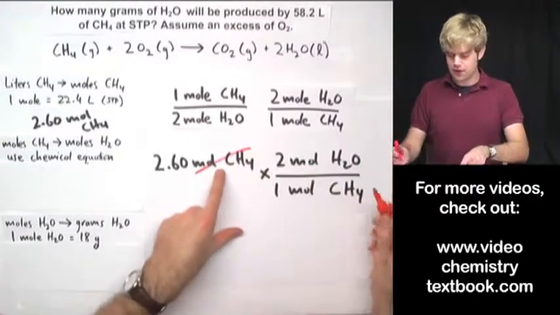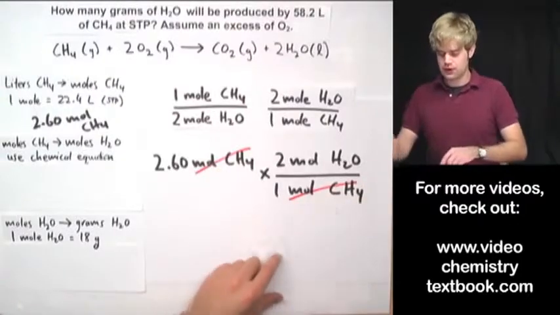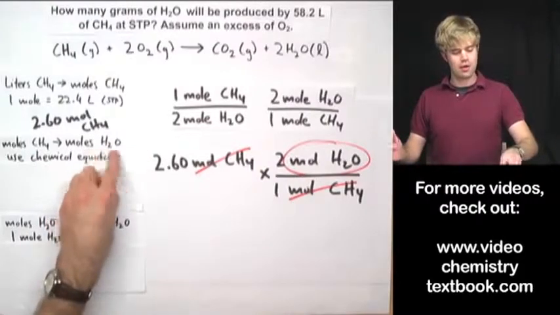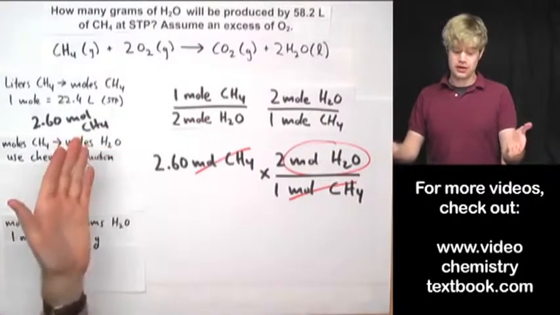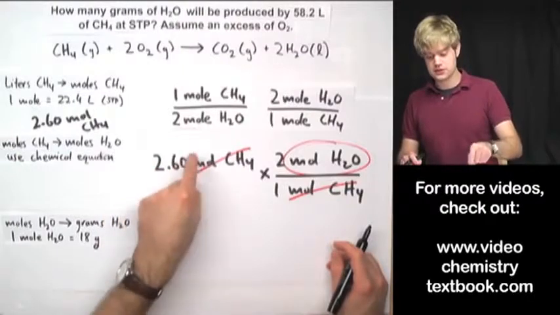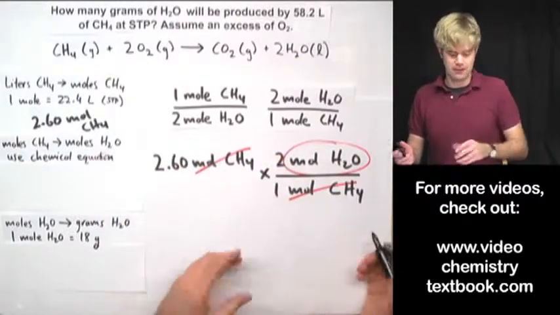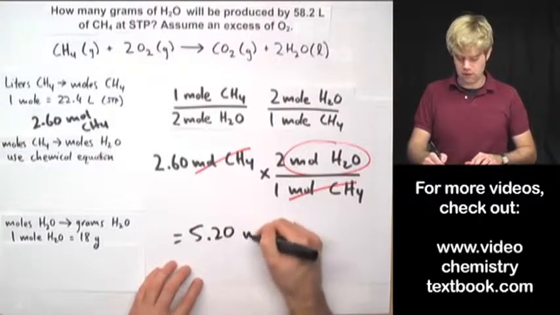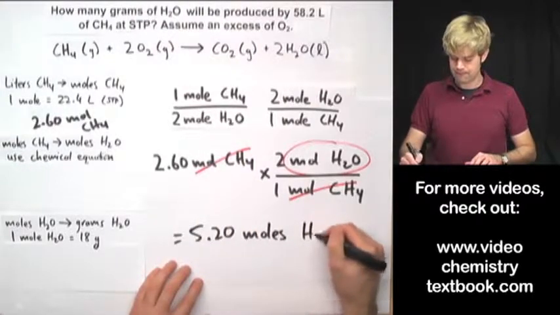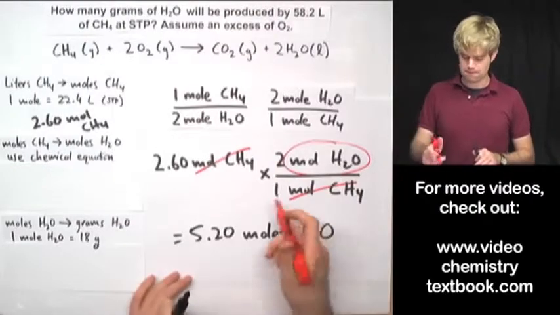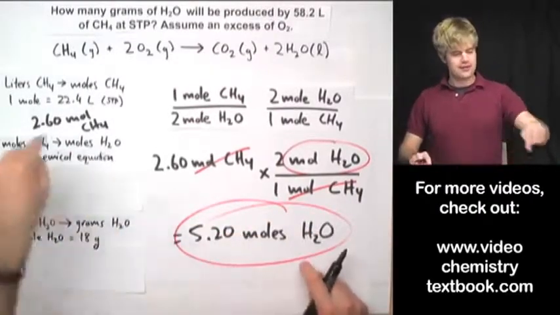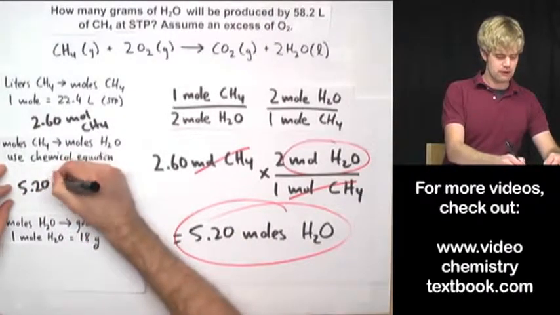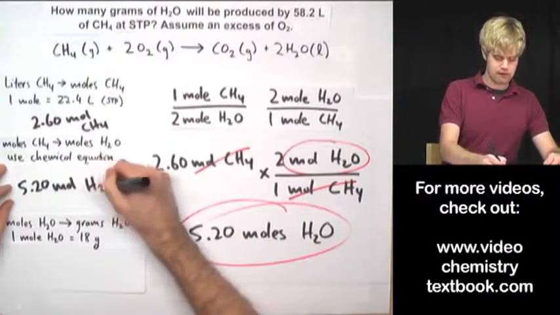Moles of CH4 up here cancel out with the moles of CH4 down here, and I'm left with moles of water, which is exactly what I want for my answer. This is pretty easy math. It's going to be 2.6 times 2 divided by 1, and I'm going to get 5.20 moles of H2O. That's the answer to my second step. Now I know that I have 5.20 moles of H2O.